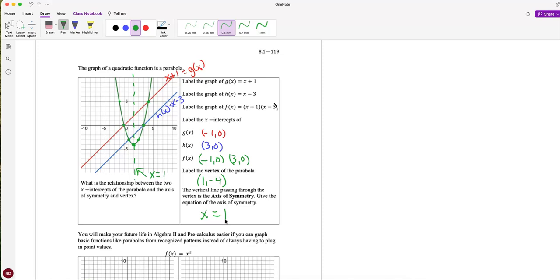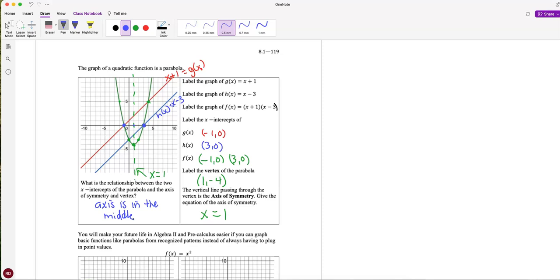What's the relationship between the two x-intercepts and the axis of symmetry? If I look at this one, here's my axis of symmetry. There are my two x-intercepts. So the axis of symmetry is in the middle of those two points. You go 2 to the right to get one x-intercept, 2 to the left to get the other.